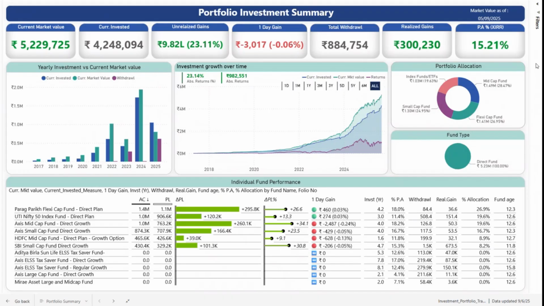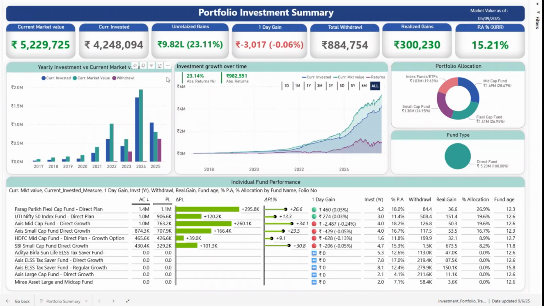Whereas I have redeemed almost 8,84,000, out of which my investment is almost 5 lakhs, and I have a realized gain of 3 lakhs. Overall, for the current investment, I got an XIRR of 15.21%, and I can see that my overall portfolio one day gain is a 3,000 rupees loss. This is what the top chart tells you.